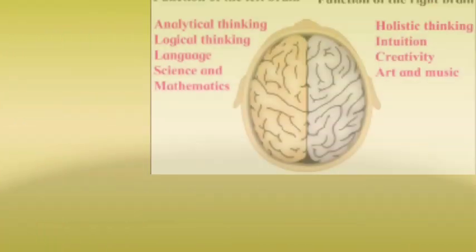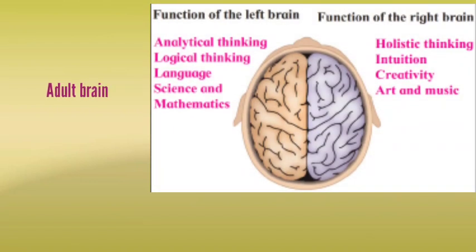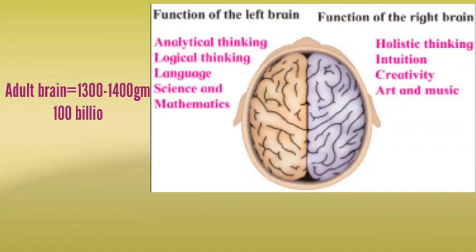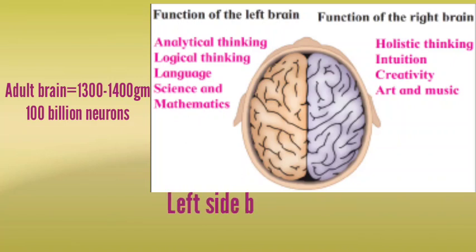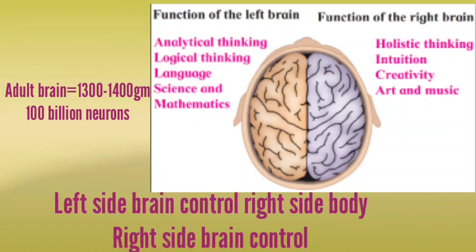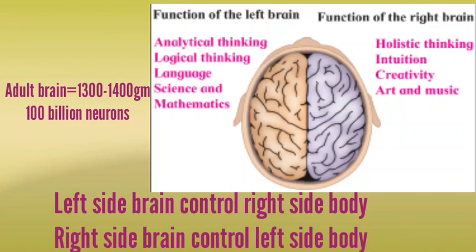Now our brain is divided into 2 parts, the left side brain and the right side brain. Both sides have different functions. On an average, an adult brain, a grown up person's brain, weighs near about 1300 grams to 1400 grams, which is less than 1.5 kg, and it consists of near about 100 billion neurons. So many neurons are present in the brain.